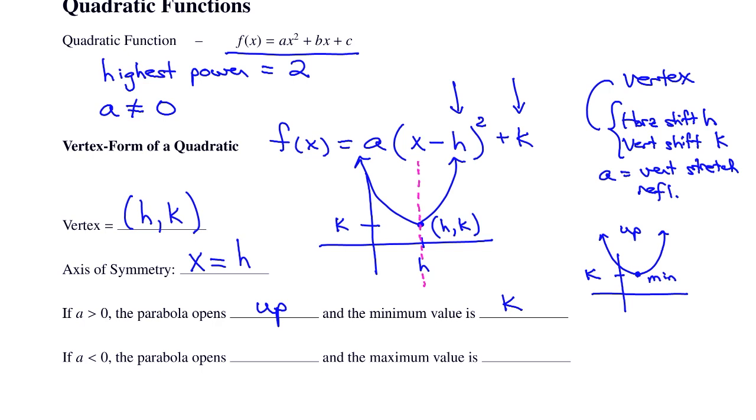However, if a is less than 0, then we know that the parabola opens down, and the maximum value is k as well, still coming from the vertex. So here's a parabola that opens down, and the vertex is going to have a y-coordinate of k, but that is a maximum.